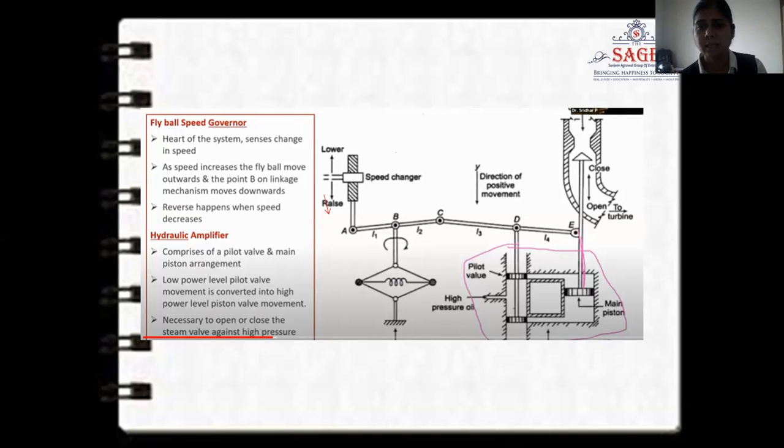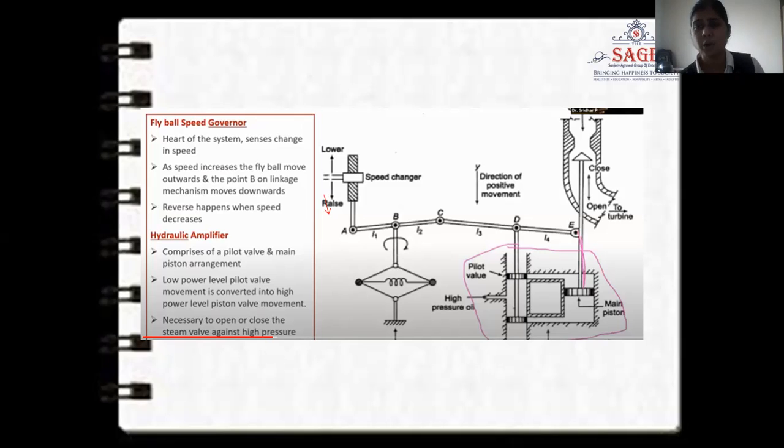And this one is called the hydraulic amplifier. The hydraulic amplifier has two main valves. First one is the pilot valve, and second one is the main piston valve. The low pressure level pilot valve movement is converted into the high power level piston valve movement necessary to open or close the steam valve against the high pressure.